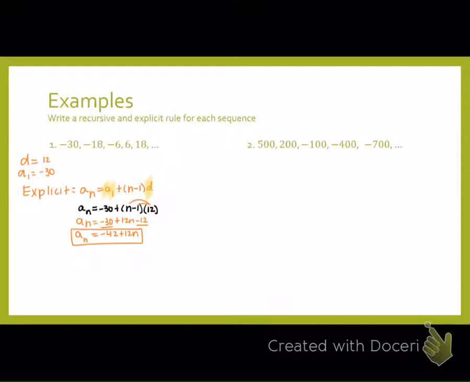The recursive formula is a sub 1 equals, and then a sub n equals a sub n minus 1 plus d. So again, we replace only what's highlighted.